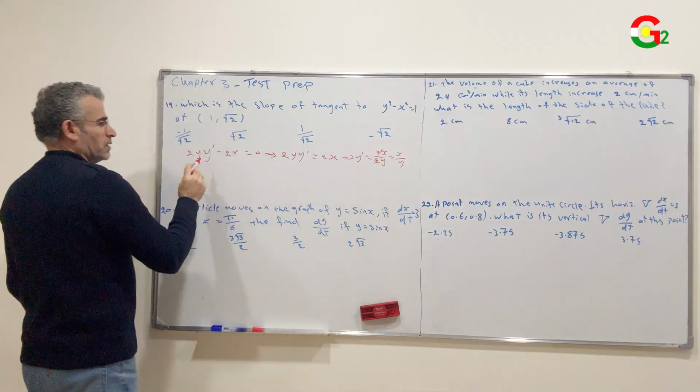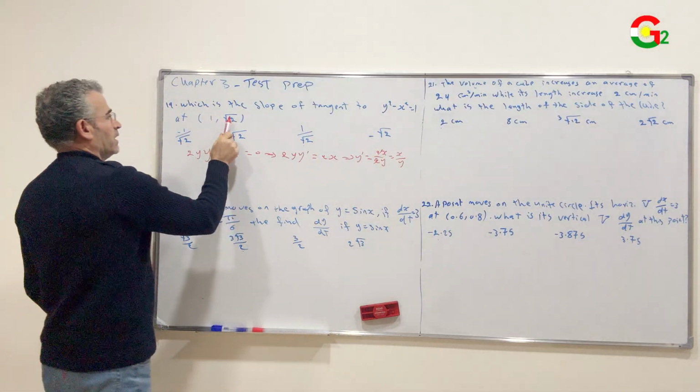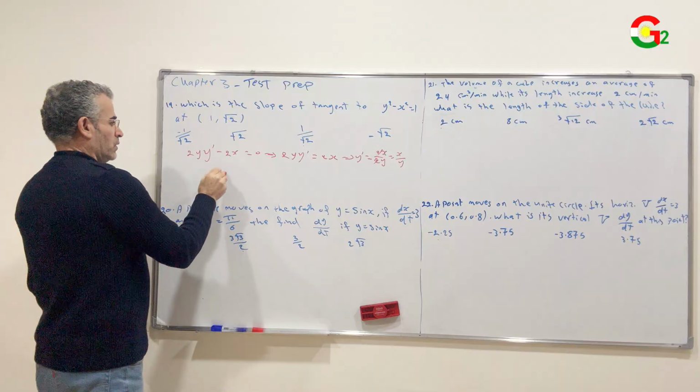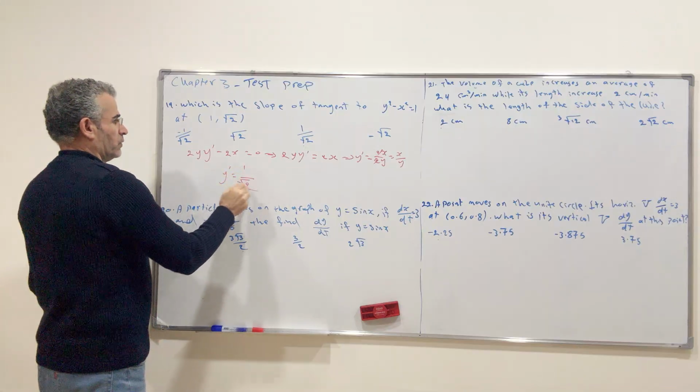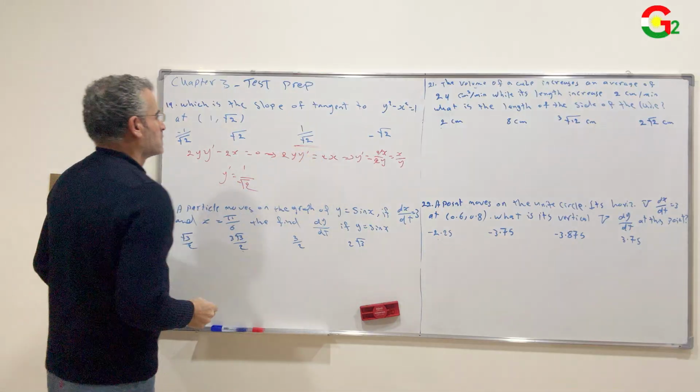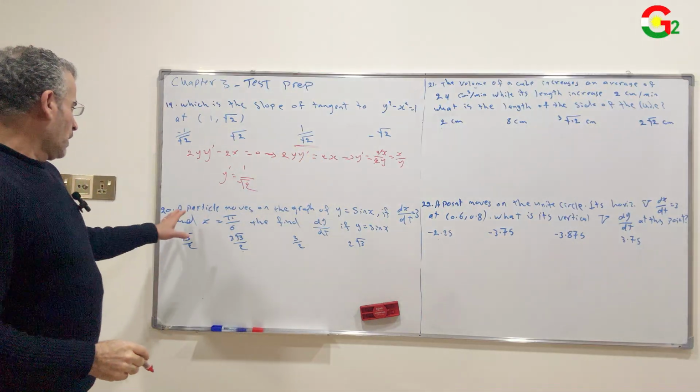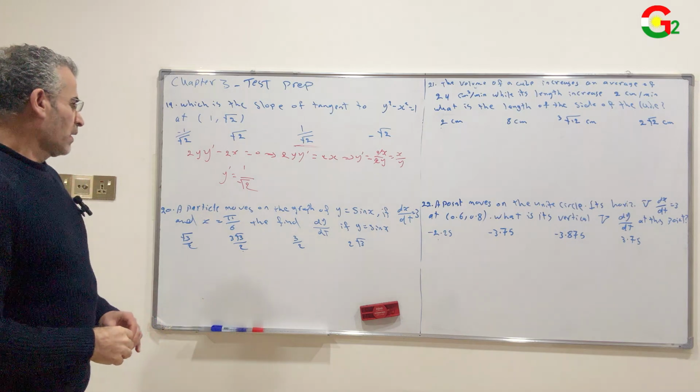At this point, substitute every x with 1 and y with square root 2. y prime equals 1 over square root 2. Choice C.